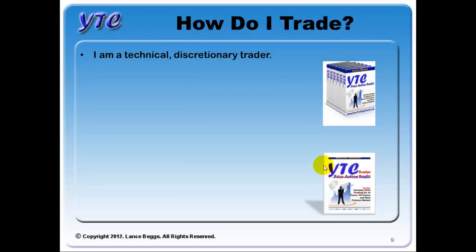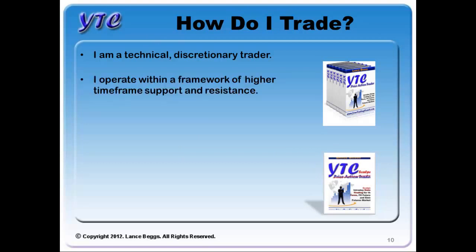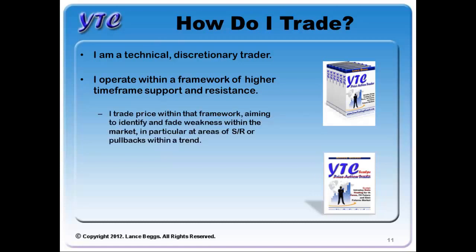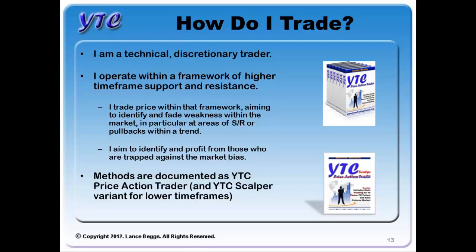So how do I trade? I'm a technical discretionary trader. I operate within a framework of higher time frames, support and resistance. I trade price within that framework, aiming to identify and fade weakness within the market, in particular at areas of support and resistance or pullbacks within a trend. I aim to identify and profit from those who are trapped against the market bias. And if you're interested, you'll find these methods documented as the YTC Price Action Trader and YTC Scalper variant for lower timeframes at my website.